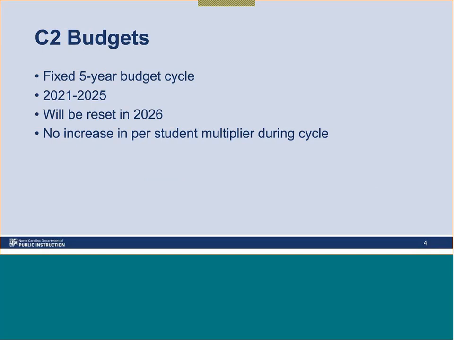The Category 2 budgets are on a fixed 5-year budget cycle. This budget cycle started in 2021, so we are in year 2, and will continue through funding year 2025. In 2026, they will be reset back to whatever the multiplier will be based on the number of students. USAC did determine that during this budget cycle, unlike the first modernization order, there will not be a cost of living or inflation increase, any of those things during this cycle.